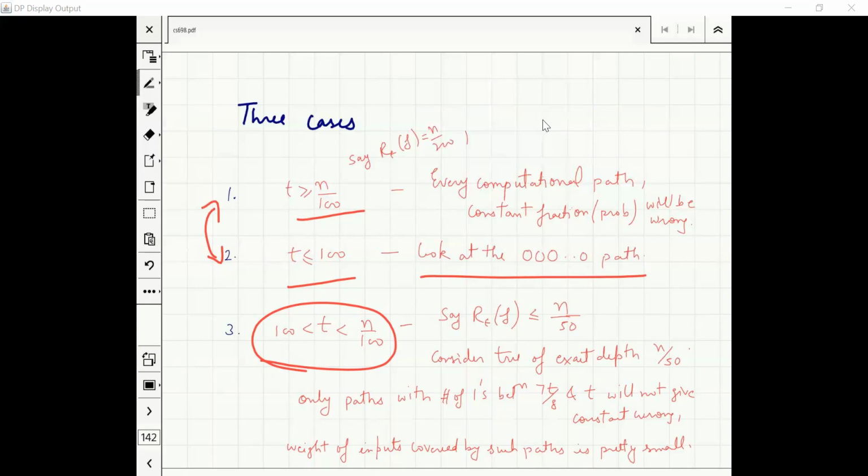In case 1, we consider that except the 0 0 0 part, all have correct answers. The same thing we are doing here also with respect to 7n/8 and t. So instead of the 0 0 0 path, we are considering everything up to 7n/8 paths, and we are saying those constitute the bulk. And in that bulk, I will answer incorrectly with constant fraction. That is because of the argument.